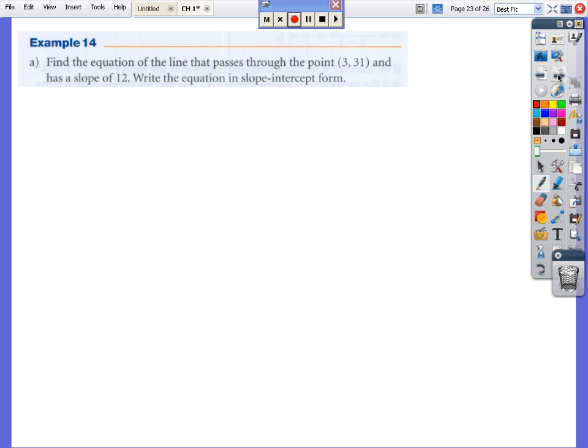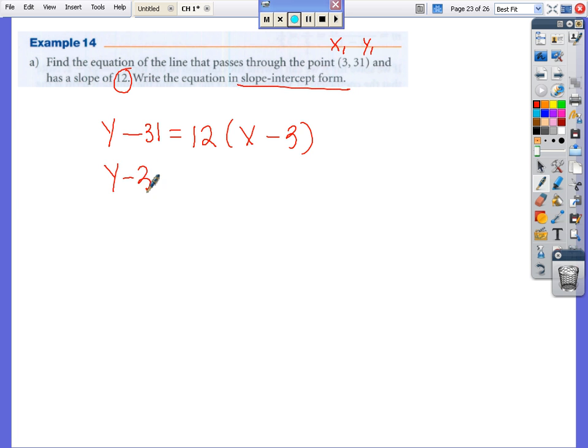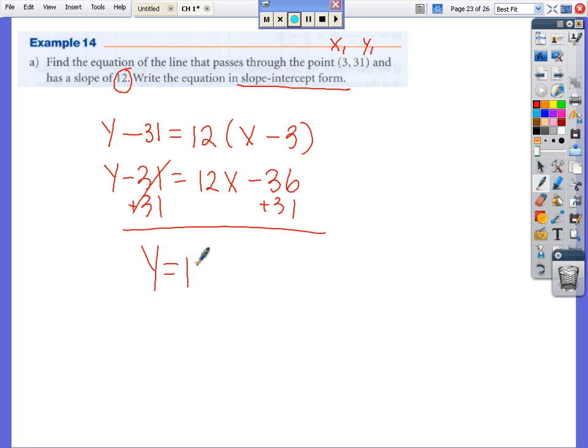So I have one example. Find the equation of a line that passes through the point. So this would be your x1, your y1, and has a slope of 12. So y minus 31 is equal to the slope times x minus 3. So that's point slope form. But it says right in the equation slope intercept. So we're just going to simplify what we have here, which would be 12x minus 36. And then we're going to add 31 to both sides. And we end up with y is equal to 12x minus 5.